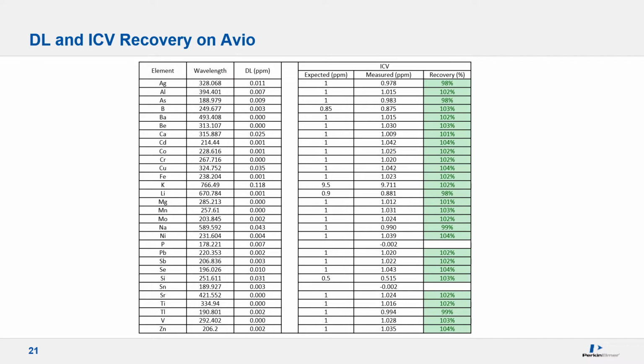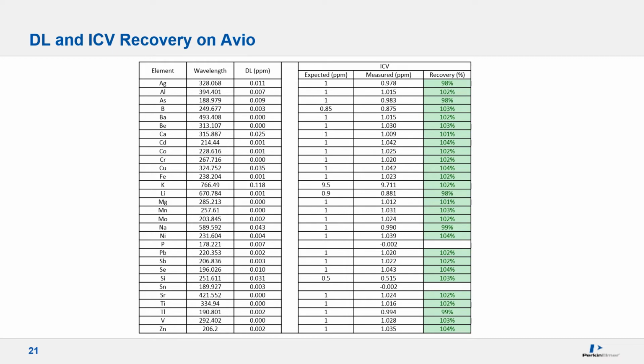These were based on the EPA method 200.7. The detection limit was calculated from the standard deviation of 10 consecutive blank measurements, and show that all measurements were within the low ppb or high ppt range.